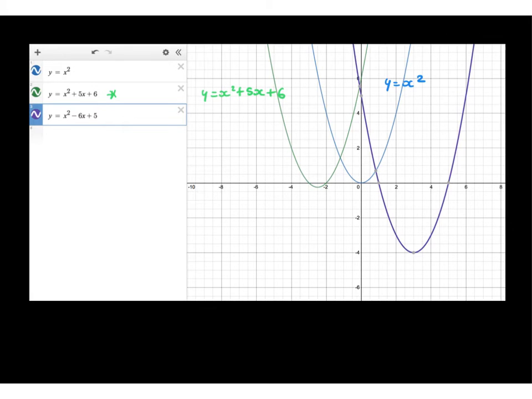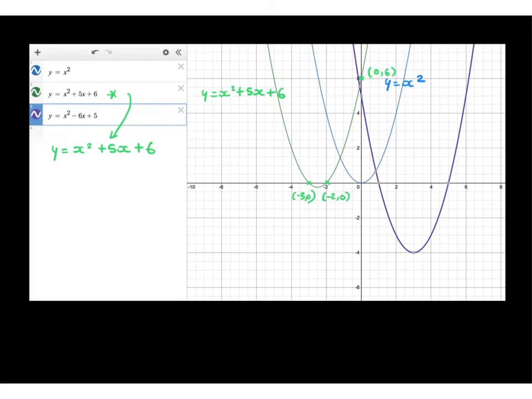Now look at its y-intercept. We're looking at the green graph, remember. It crosses the y-axis at 0, 6. And you may have noticed it crosses the x-axis at these points here. This one, negative 2, 0, and this one, negative 3, 0. Now let's focus on the green graph for a moment. So the graph y equals x squared plus 5x plus 6.